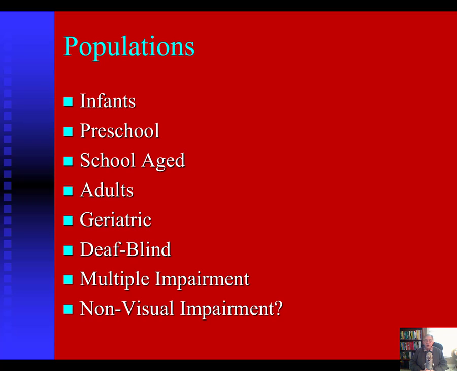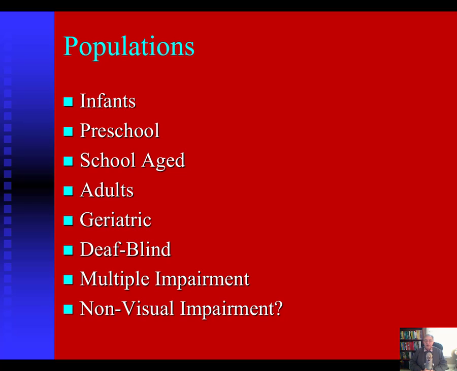Then we often work with individuals with multiple impairments. What effect does the combination of blindness with another disability have? For example, somebody who's had a brain injury and is visually impaired. How does that affect their ability to understand the environment, to travel, to remember, etc.?